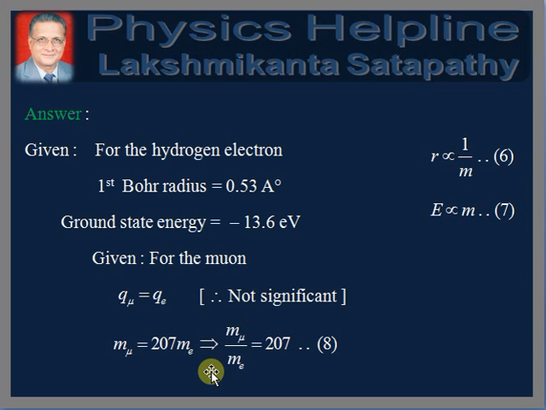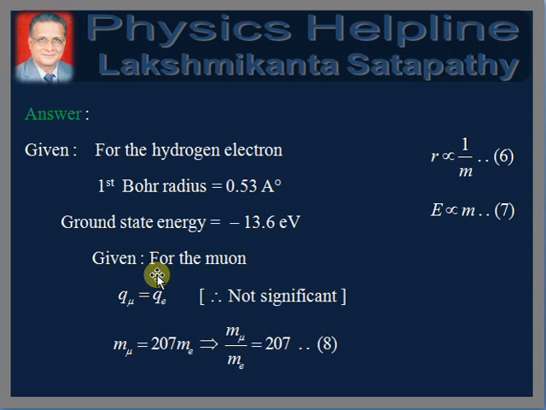Now for the answer, it is given in the question that the first Bohr radius for the electron is equal to 0.53 angstroms and ground state energy is equal to minus 13.6 electron volts.